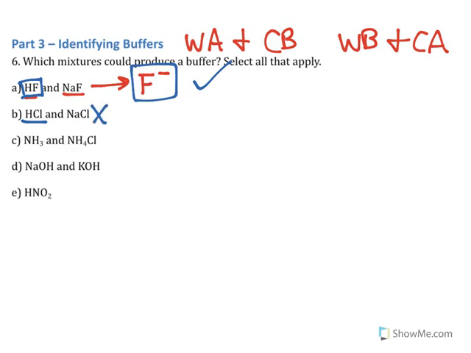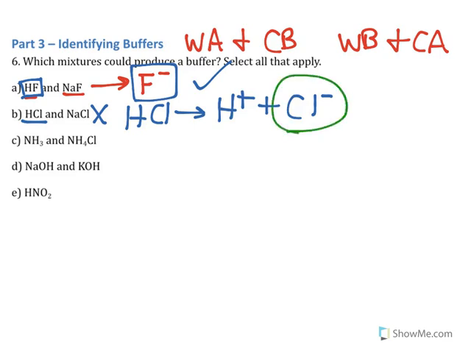It has to be a weak substance and its conjugate, because this reaction has to be able to establish an equilibrium for this buffer to occur, and a strong acid will not establish an equilibrium. That strong acid is going to be completely dissociating into H plus and Cl minus, so there's no opportunity for this conjugate base here to be strong enough of a conjugate base to go backwards. So I cannot use any strong acids or strong bases in my buffers.